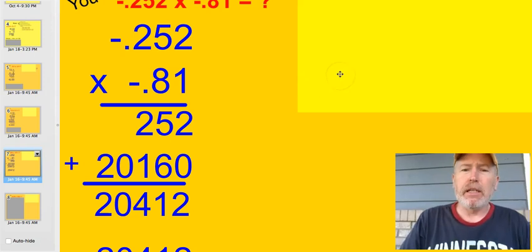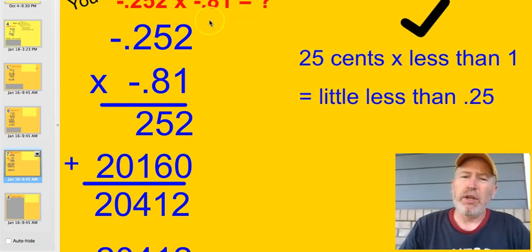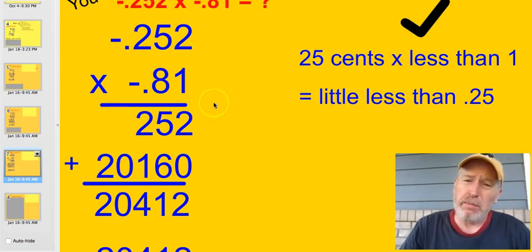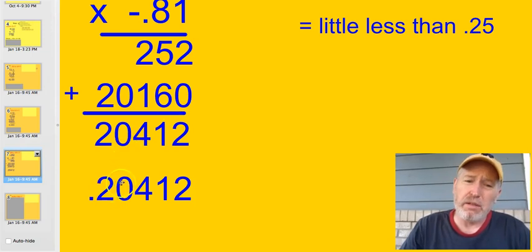All right, let me just look at my check here. 0.25 is about 25 cents times a little less than 1. So 0.25 cents times 1 would be 25 cents. So this number is going to be a little bit less than 25 cents, and it's about 20 cents. So yeah, that makes sense to me.